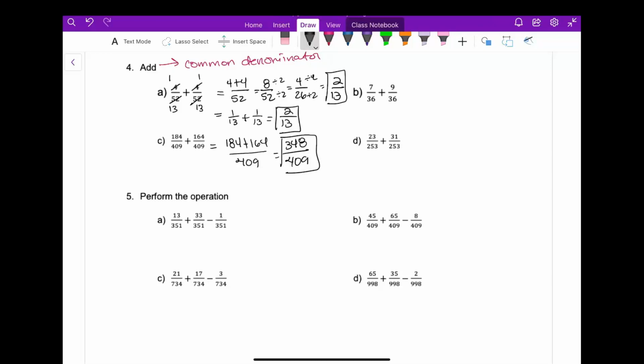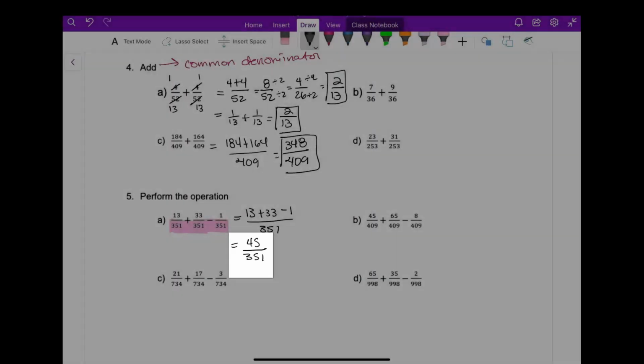So let's tackle A. First of all, I'm noticing that I'm going to add, so I have to have a common denominator. And then at the end, to subtract, I also have to have a common denominator. So I'm ready to do all of this. We're going to do 13 plus 33 minus 1 all over 351. That is 13 plus 33 is going to be 46 minus 1 is 45 over 351.